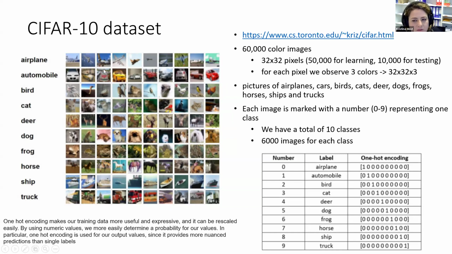So for each pixel, we observe 3 colors. So for every picture, for every pixel, three colors. The dataset consists of 10 classes. We have pictures of airplane, cars, birds, cat, deer, dog, frog, horse, sheep, and trucks. Each image is marked with a number from 0 to 9, corresponding to one class.